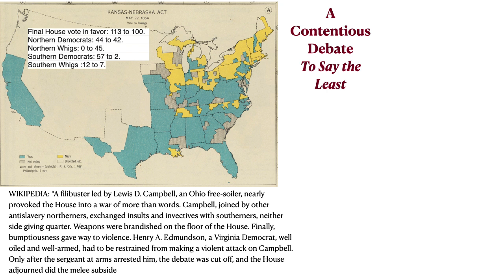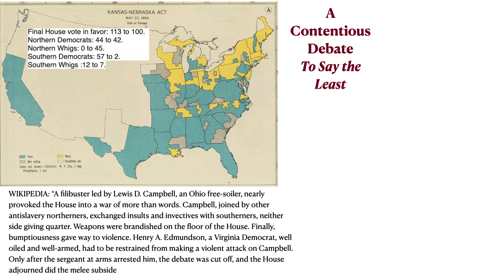Northern Democrats were pretty split, 44 in favor, 42 against. Northern Whigs entirely opposed to it. Southern Democrats overwhelmingly in support of it, 57-2, and Southern Whigs mostly in support of it, 12-7.